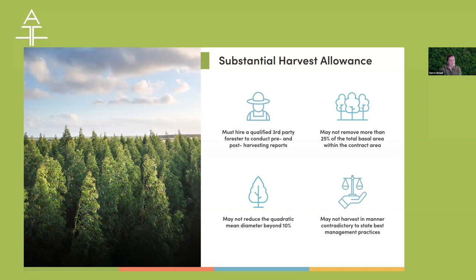you can't remove more than 10% of the mean tree diameter, which is really a safeguard to make sure that we're not high grading the forest or extracting the value. And then we also have a stipulation that any harvesting has to adhere to those states' best management practices, especially as it pertains to water quality.